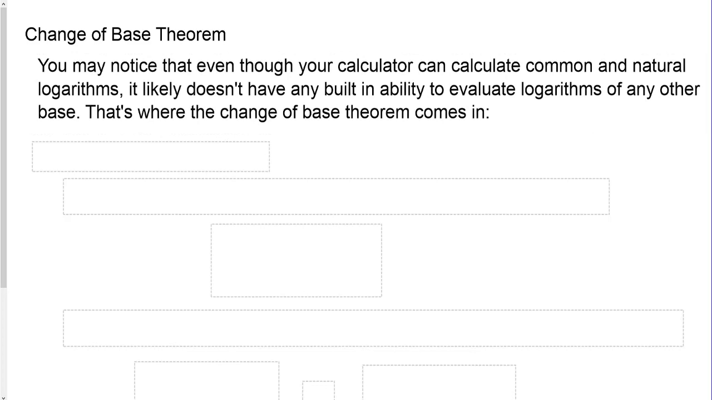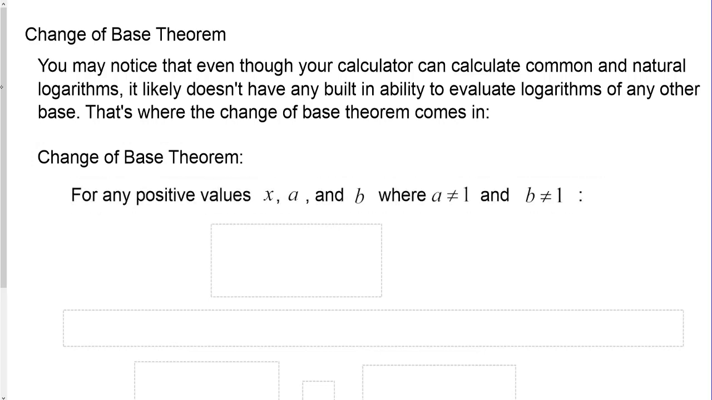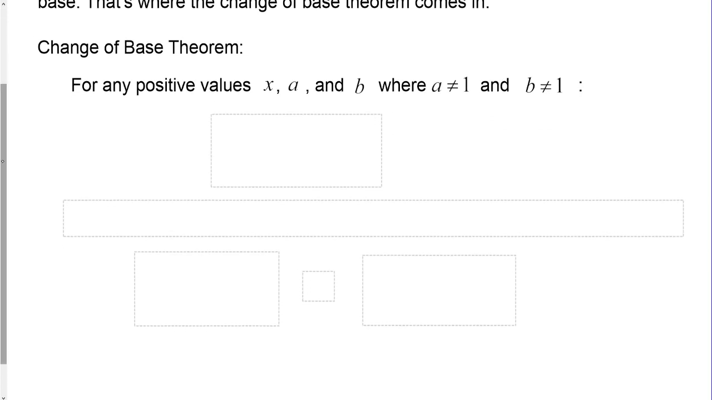Since your calculator can only do common and natural logarithms, and it doesn't have the ability to evaluate logarithms of any other base, at least not the TI-83, the change of base theorem comes in and takes care of that situation for you. Some calculators do, but most calculators don't. What it says is, for any positive values x, a, and b, where a is not equal to 1 and b is not equal to 1, the log base a of x is equal to the log base b of x divided by the log base b of a.